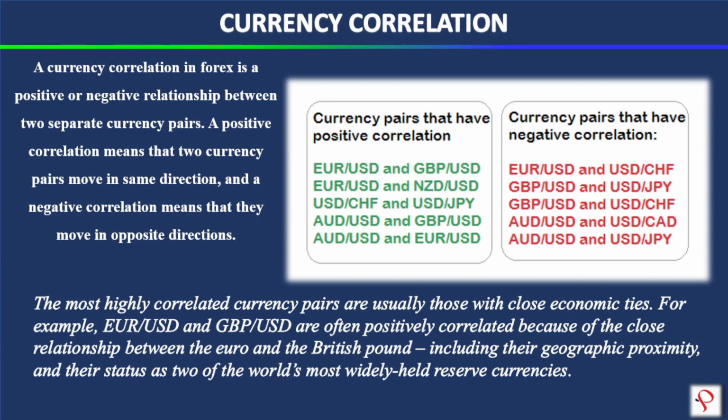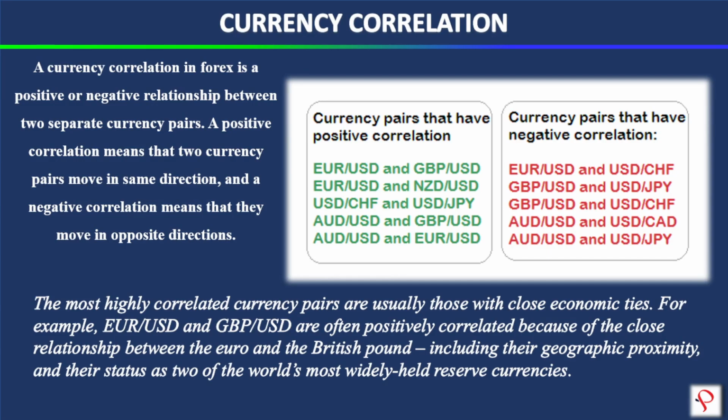Now let's talk about currency correlation. A currency correlation in Forex is a positive or negative relationship between two separate currency pairs. A positive correlation means that two currency pairs move in the same direction, and a negative correlation means that they move in opposite directions. The most highly correlated currency pairs are usually those with close economic ties. For example, the EUR/USD and the GBP/USD are often positively correlated because of the close relationship between the euro and the British pound, including their geographic proximity and their status as two of the world's most widely held reserve currencies.